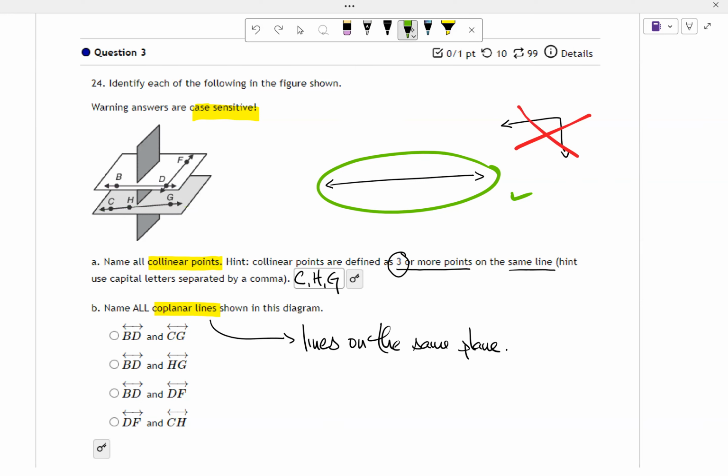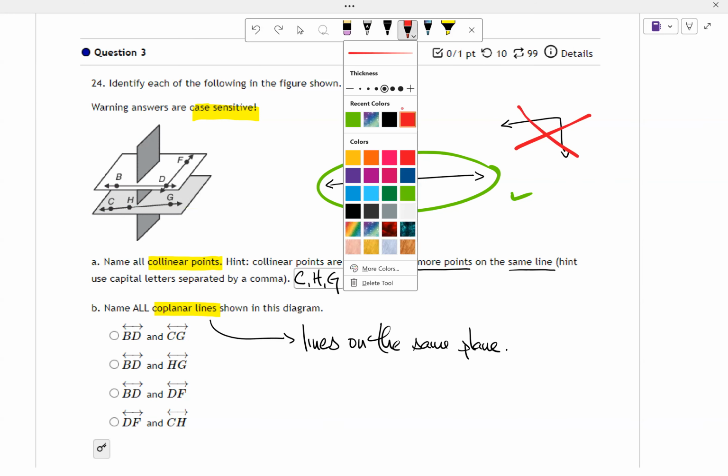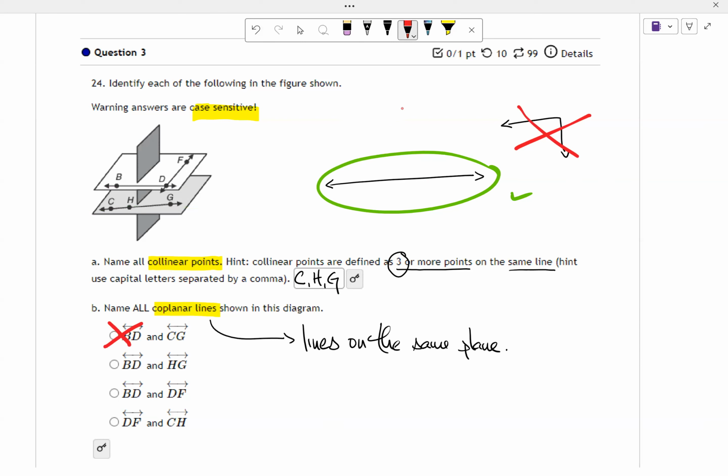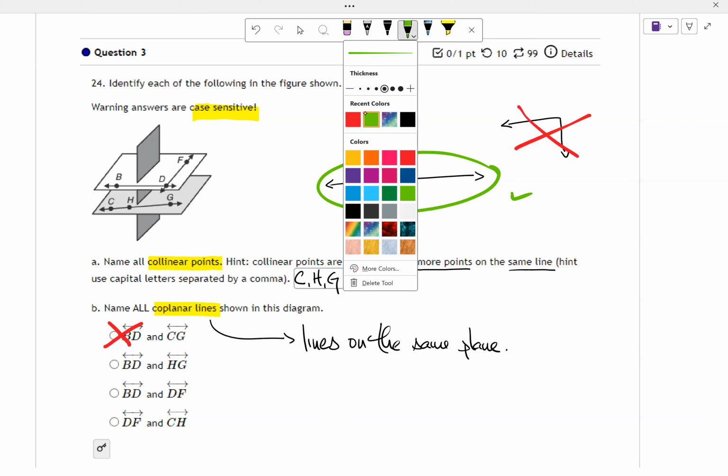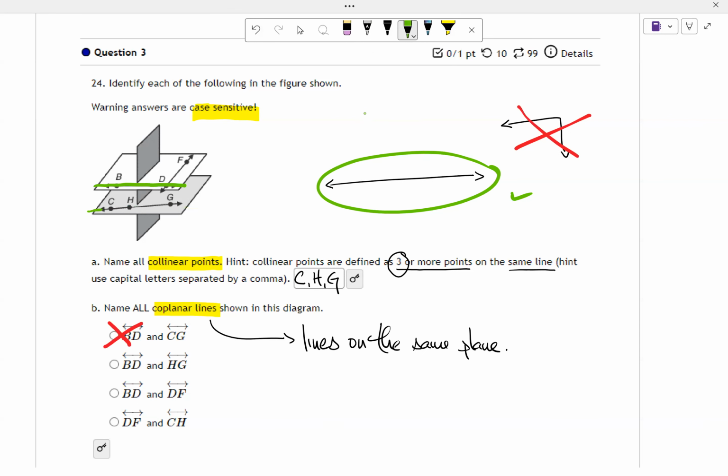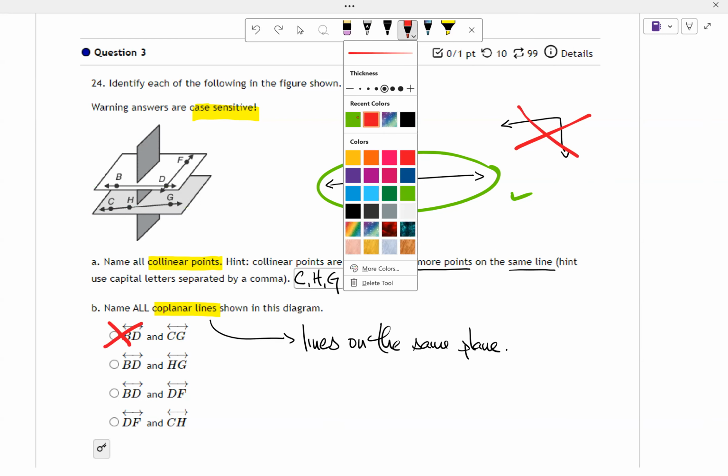So these are not coplanar lines. All right, next up, let's take a look at BD and HG. So BD is here and HG, again, is on a different plane. So these two are not coplanar. We can put an X through that choice.